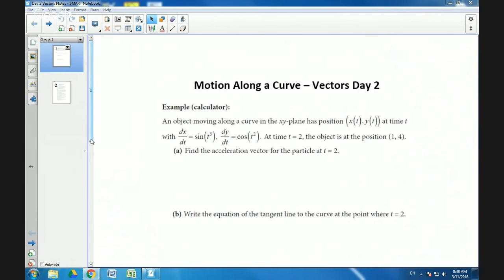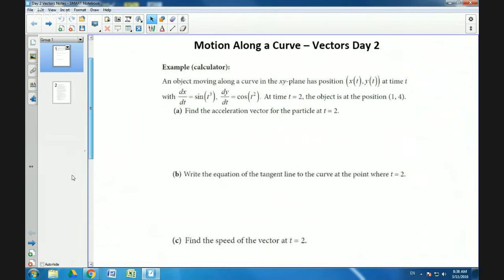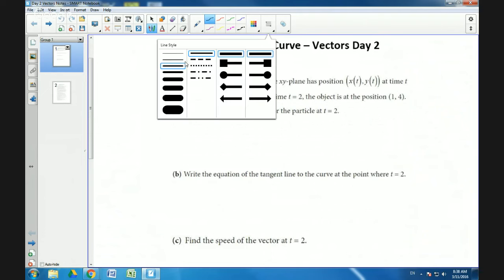So again, we're studying a very limited perspective of vectors in calculus, just motion along a curve. There's a lot more to it, but we're not getting into that. So let's look at one example. It has four parts. I'll let you work on your homework. Pretty easy day for us.